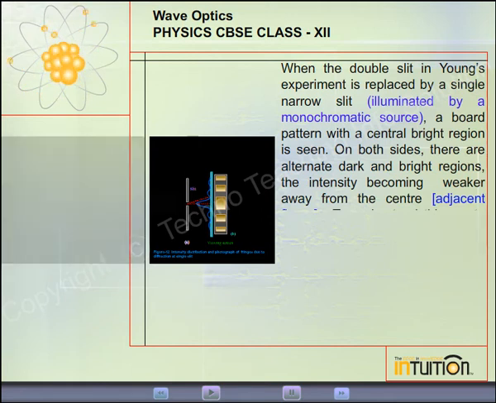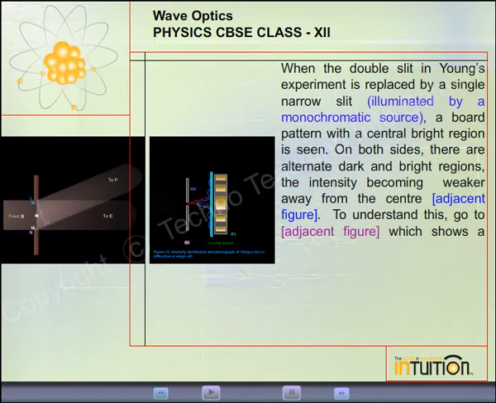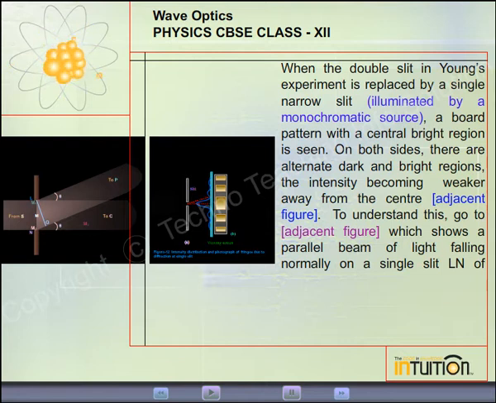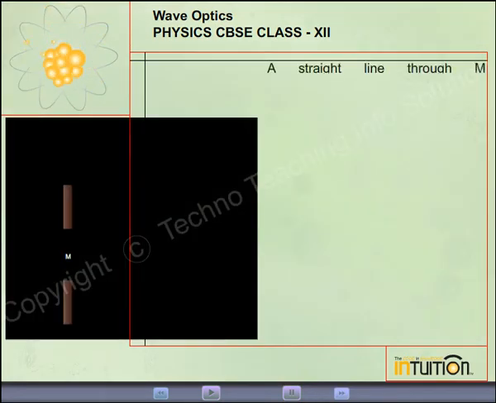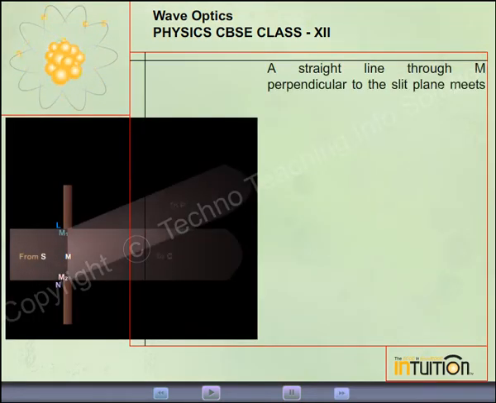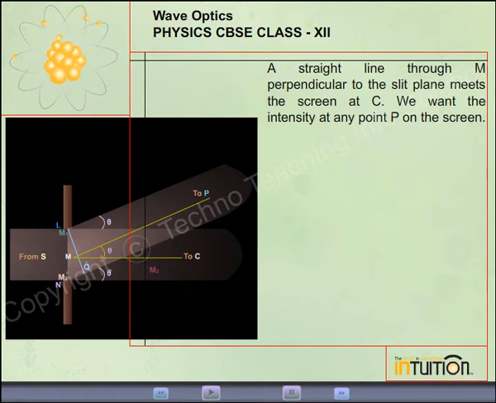Refer to the adjacent figure, which shows a parallel beam of light falling normally on a single slit LN of width a. The diffracted light goes on to meet a screen. The midpoint of the slit is M. A straight line through M perpendicular to the slit plane meets the screen at C. We want the intensity at any point P on the screen.